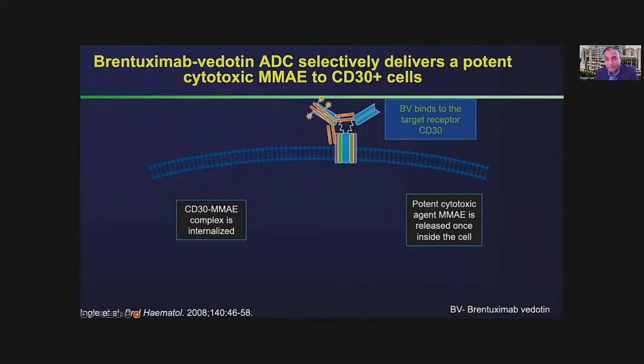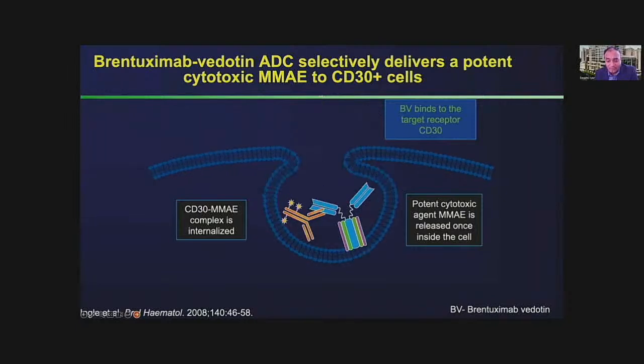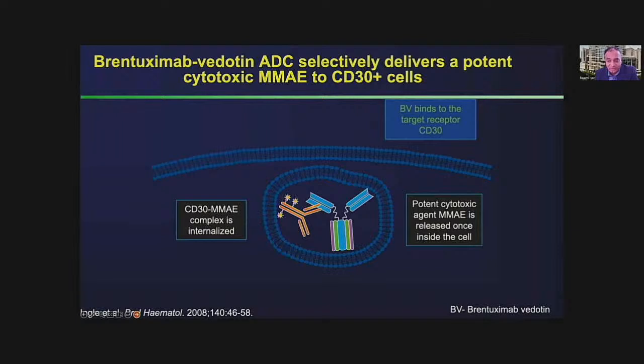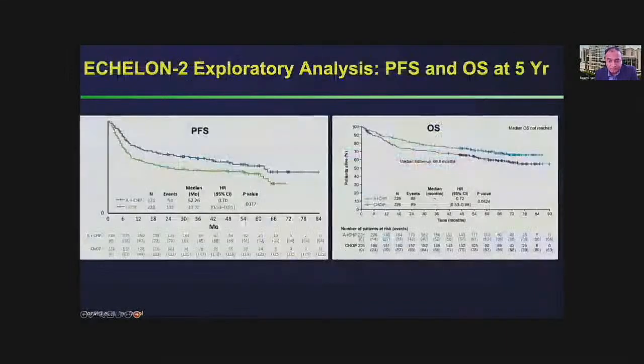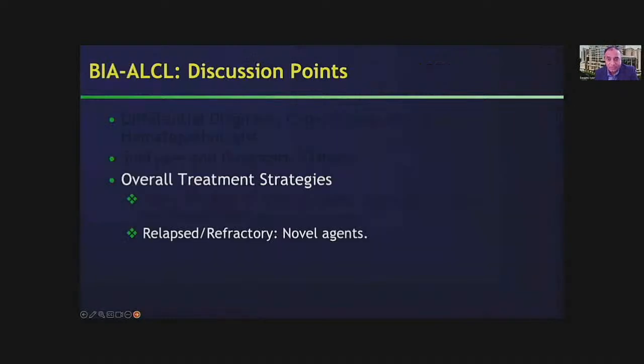The BV is an antibody drug conjugate which delivers chemotherapy faithfully into the CD30 positive cell. The CD30 MMAE, which is the active chemo component, is internalized and released to cause apoptosis in the cells. And the ECHELON-2 analysis showed at 5 years that the primary endpoint of PFS and the overall survival was superior in those patients who received brentuximab. So this particular patient went on to receive brentuximab plus CHP and is still doing well.